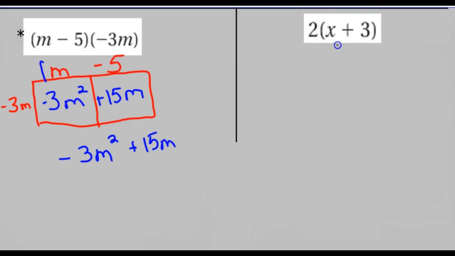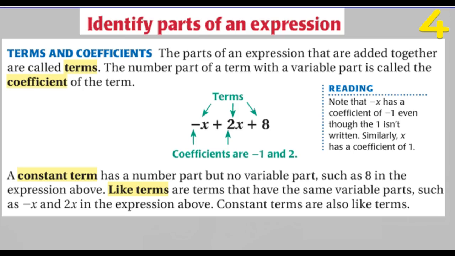And I think we're just going to skip this one because I think you guys get the idea now. So we're going to move on to our next slide. So what we're looking at now are the parts of an expression. This is kind of a review. We talked about this last year. We're looking for the parts of an expression.